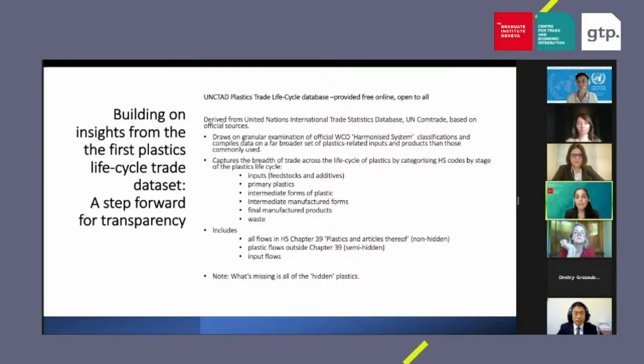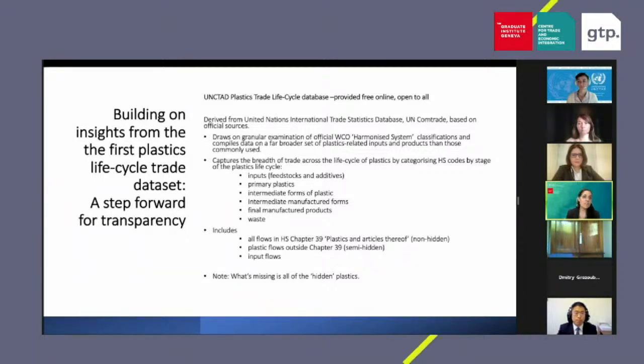Sanitary napkins, which are also largely made of plastic. So we tried to identify where there were clear HS codes that were relevant to plastics. And we should note that our database does not include what we refer to as hidden plastic trade flows. And this involves the many, many millions of products that are on the market that have plastic embedded in them.